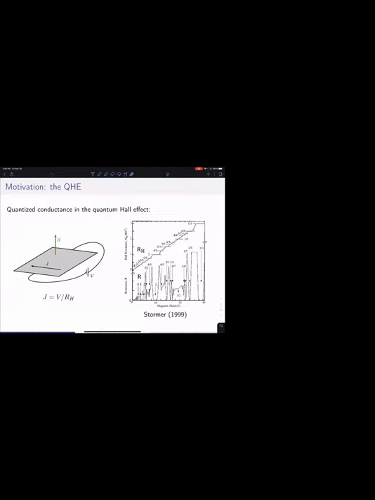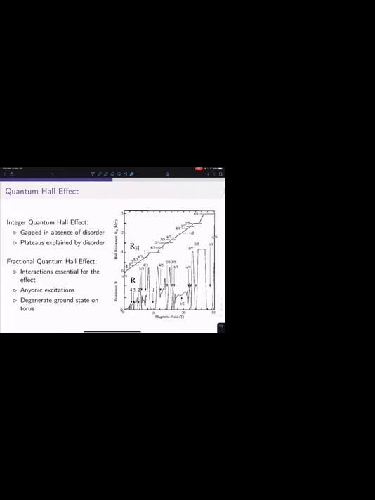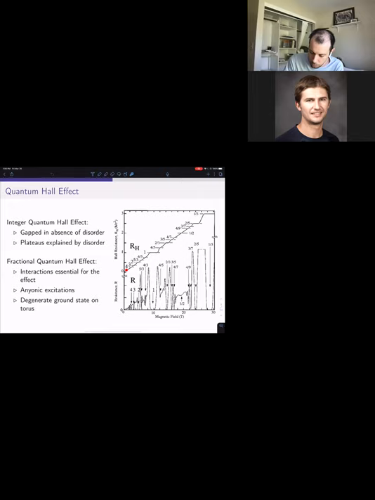This is an effect that has been studied for the last 50 years in lots of detail. I will not do it justice, but I want to just stress two differences. Plateaus that have an integer conductance are associated to what we call integer quantum Hall effect. This is this 1, 2, 3, and 4 in this picture. It's an insulator, so it is gapped in the absence of disorder. And to explain the plateaus, you need to add disorder. So the plateaus are explained by disorder. So this is integer quantum Hall effect.